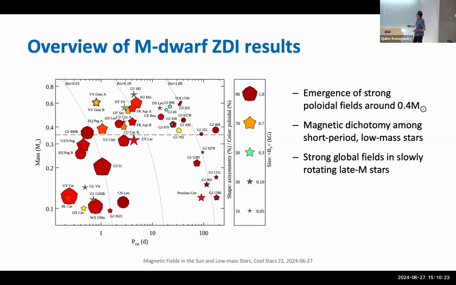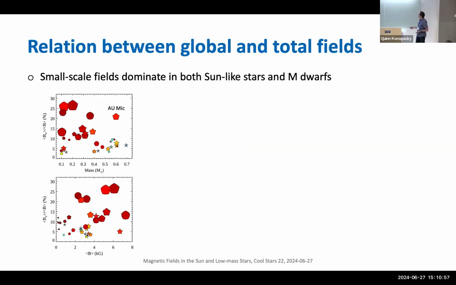This is the usual attempt to summarize this type of results in a confusogram. I would like to discuss here only the sizes of the symbols, which are proportional to the field strength. This is plotted as a function of mass and rotation period. The puzzling aspect is this coexistence of fields of very different strength at the same mass and rotation period. We still don't have an explanation for why this is happening.